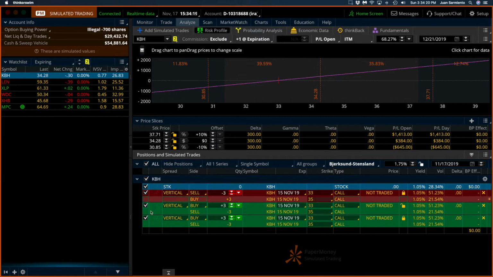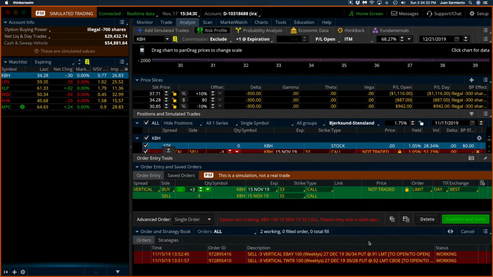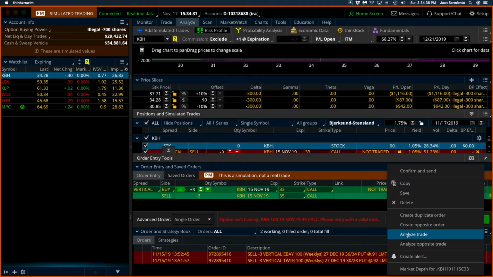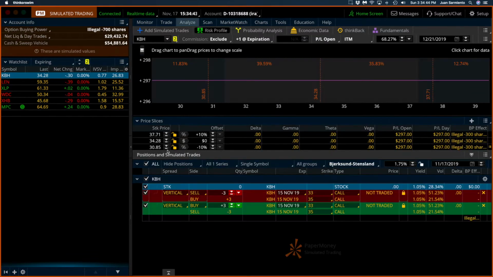We had the short and the short vertical spread, and now, oops, I deleted it. Let me try that again. Right click and say analyze trade. And here it is. So that is what we did. It says we have illegal shares and we have made $297 today. Well, that's probably not correct, but the stock is trading lower.